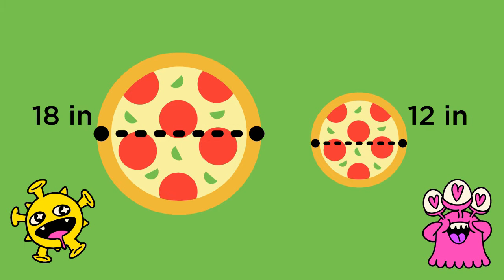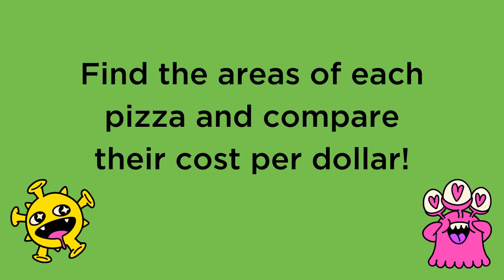Now, if you get a larger pizza, that just means you have more pizza to go around, but it's more expensive. And if you get a small pizza, well, that'll satisfy you for today, and it'll be a lot cheaper. But you're sensible, and you want to get the best bang for your dollar. How are you going to do that? You're going to find the area of each pizza and compare their cost per dollar.